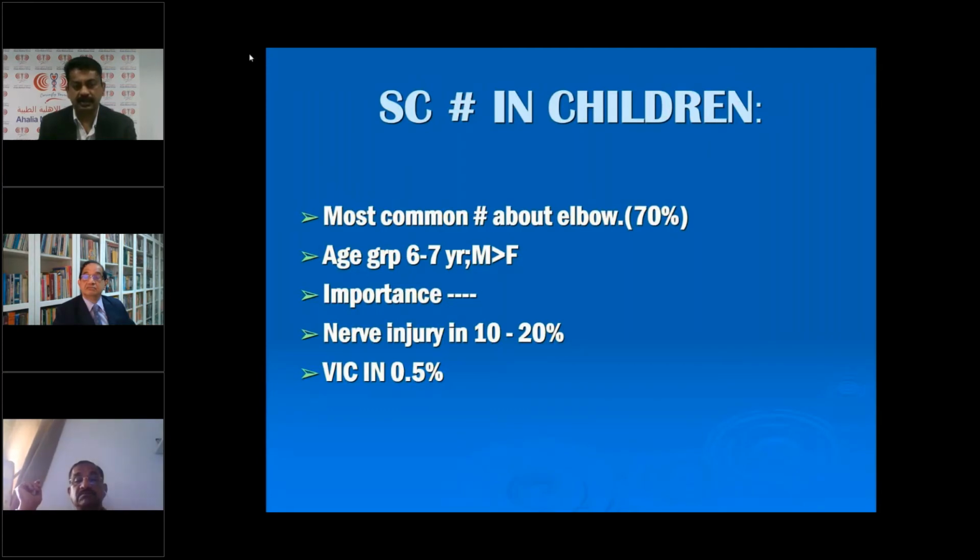The importance of supracondylar fractures is the devastating complications that are associated with it, especially the vascular complications, the nerve injuries that are associated in 10 to 20% of cases, and also Volkmann ischemic contracture, which is the dreaded one, with an incidence of 0.5%.